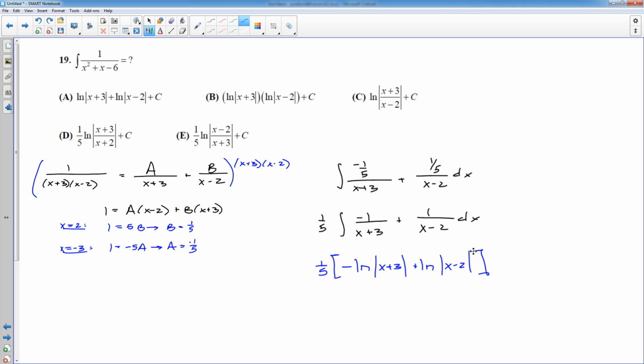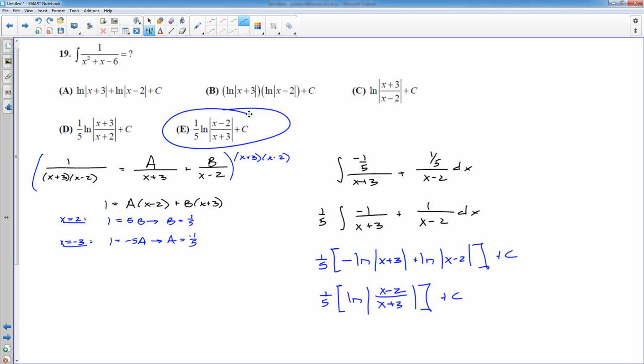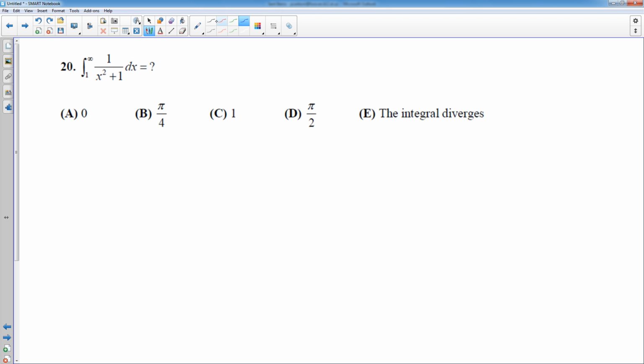And now, just like one of the earlier problems, always look to see if they have played with properties of logs, and I think they have. It looks like we're adding logs, but actually it's subtraction because the first one's negative. That could be combined as the natural log of x minus 2 over x plus 3 plus c, and I bet you that's in there. It looks like e. All right, and the last one on this section, improper integral, change that to a limit.